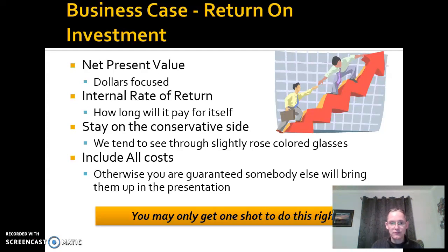IRR is another one. Internal rate of return basically says this will pay for itself in 3 years, or this will pay for itself in 2.5 years. That's what that basically is.